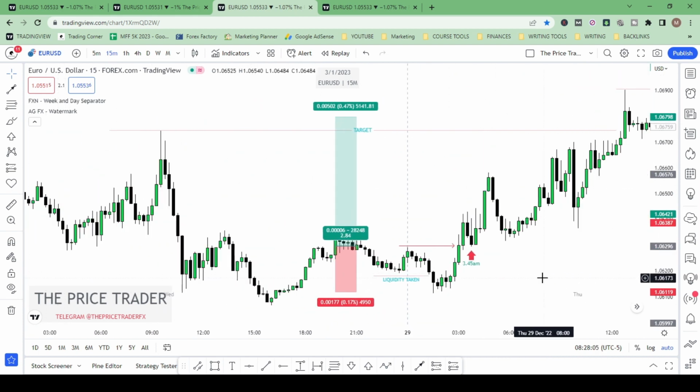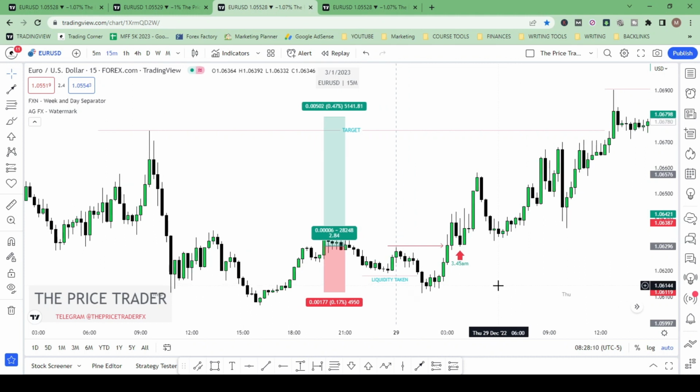So in this example, this is around December 29th. What you're seeing is that we had an imbalance. I did not outline it here, but we had a daily imbalance that was hit inside here. Then we created this framework from here, and then it came back to retest.